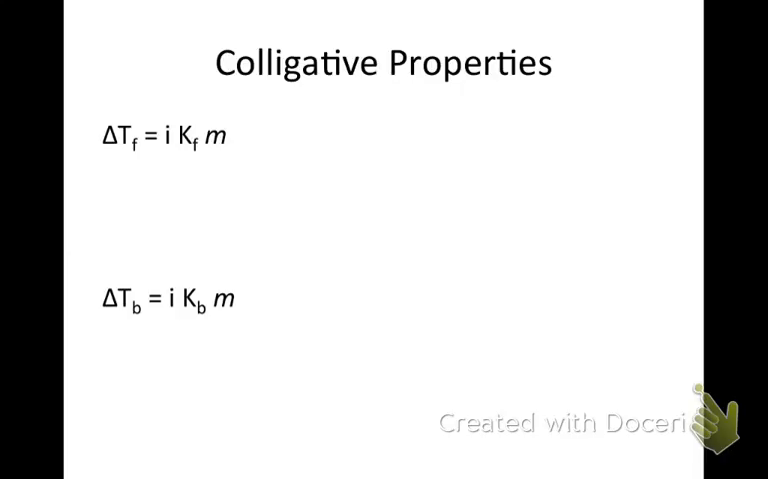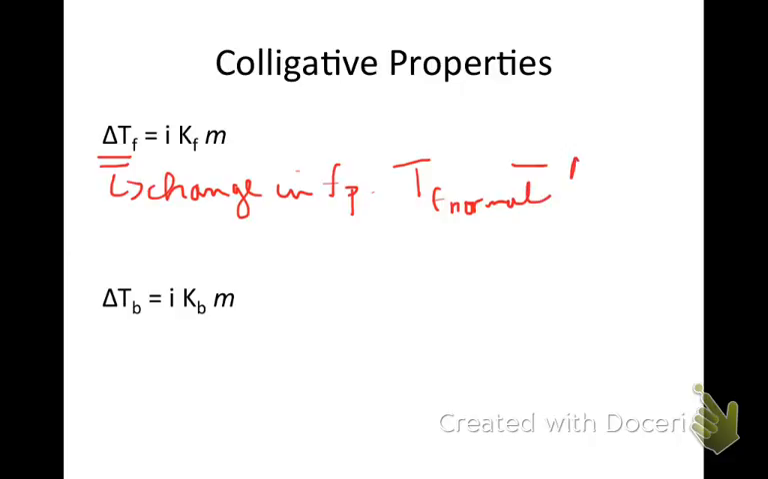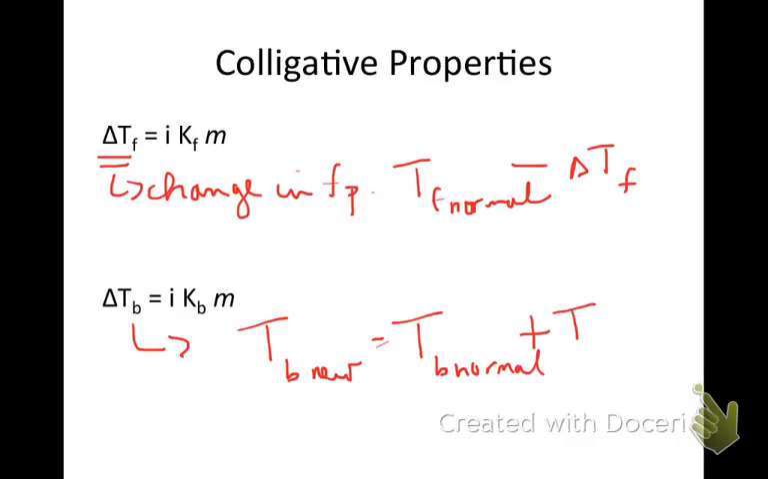Right, we use delta TF. This is going to be the change in freezing point. So we're going to take the normal freezing point and subtract the delta TF to get the new freezing point of a substance. This delta TB, which is the change in the boiling point, we use to find the new boiling point by taking the boiling point for the normal or pure substance and adding the delta TB that we calculate.